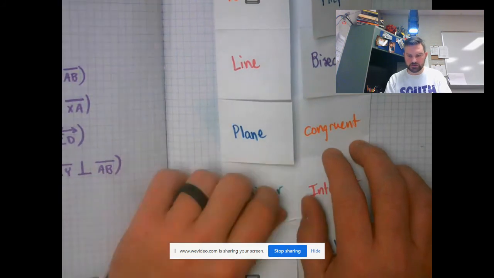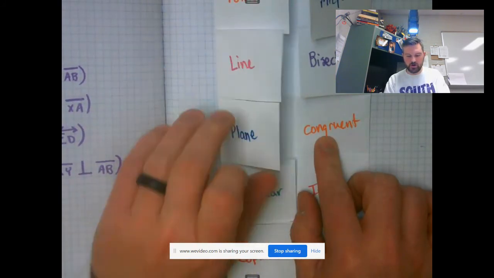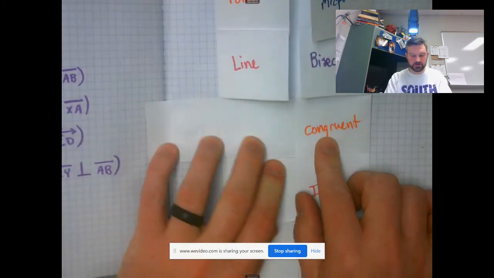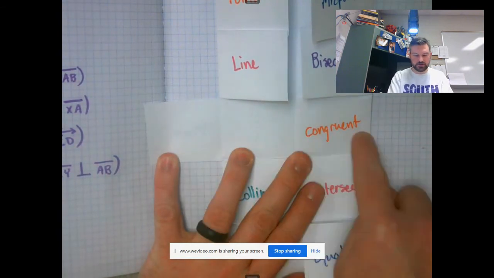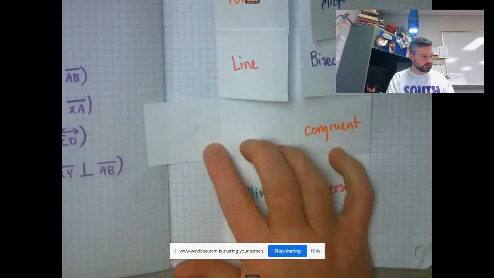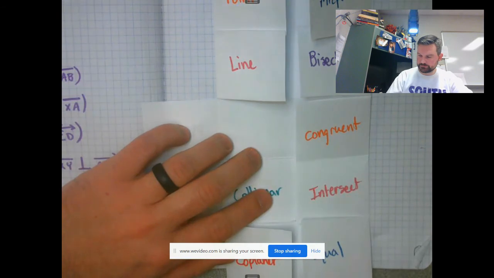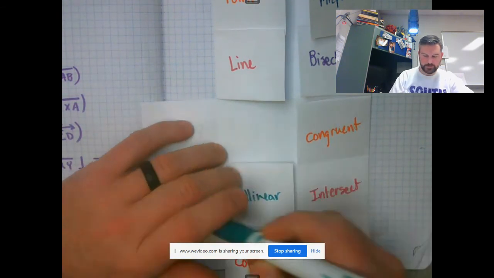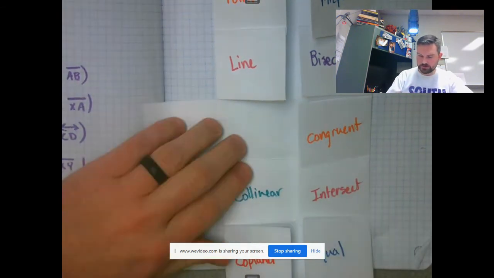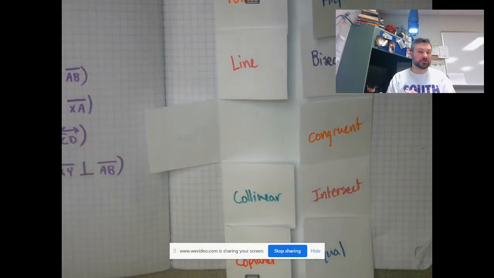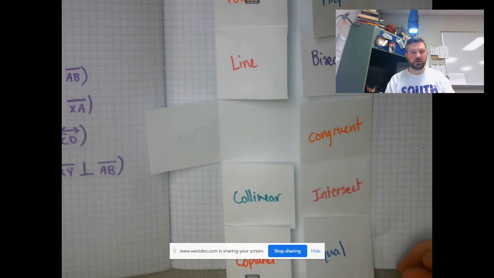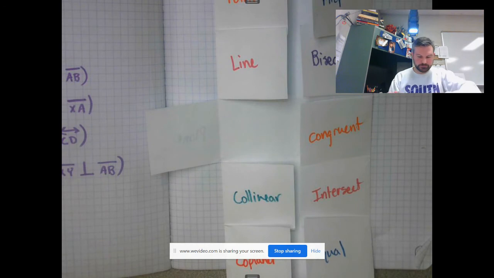So the way this works is we're going to leave congruent, but we're going to open the other side, so that we're going to write on here, and you see the same thing all the way across. So when we talk about congruent, we can have congruent segments or congruent angles. And when two things are congruent, they are equal to each other.